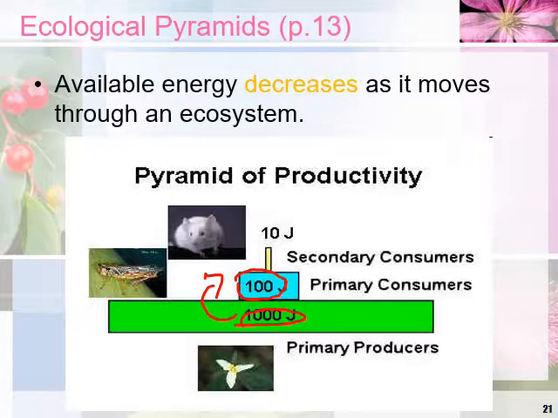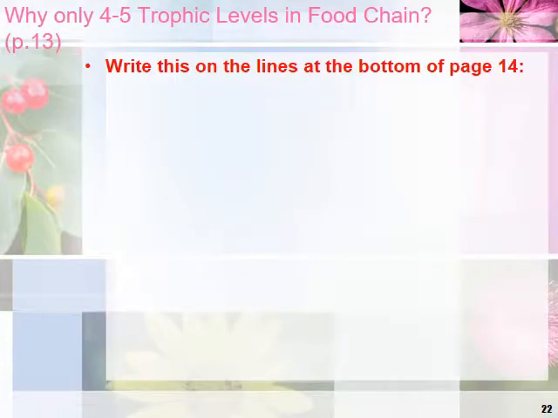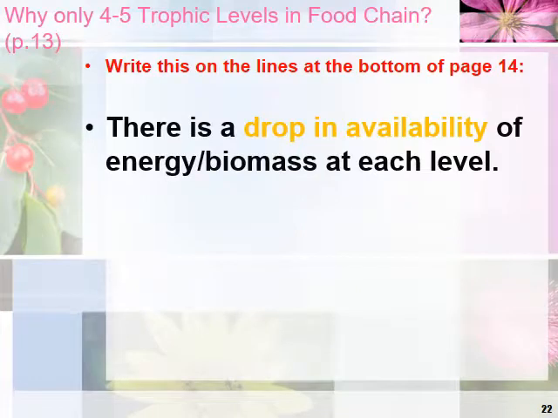From the 100 that's available at the primary consumer, only about 10% will make it to the next level, which would be 10 joules. And if we were to add in another level on top here, we would expect it to be 1. There would only be 1 joule left over because only 10% of that original 10 joules would be available to make it to the next level. And so we're following our rule of 10%.